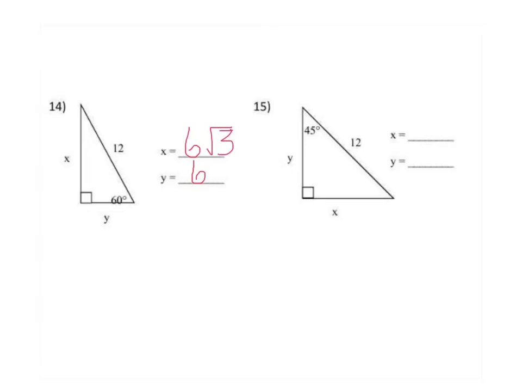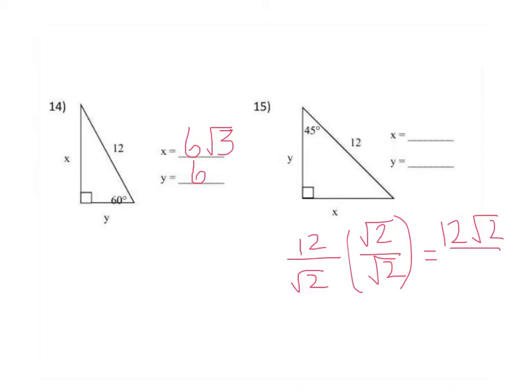45, 45, again, I have the hypotenuse, so I'm going to take 12 and divide by root 2. To rationalize the denominator, I'm going to multiply by root 2 over root 2. So that gives me 12 root 2 over 2. The 12 and the 2 simplify to just 6 root 2. So in that case, both x and y are 6 root 2.